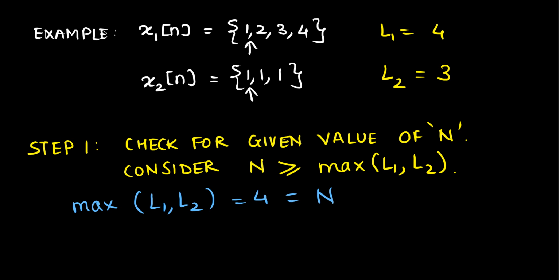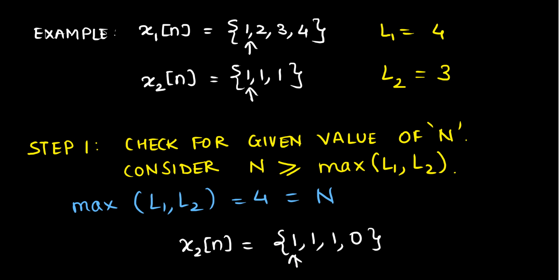Then once we have the value of N, we need to make both the signals equal to the length 4. So we know that this x1 of n is equal to 1, 2, 3, 4 and has a length L1 equal to 4, but this x2 is a length 3 signal, so we just need to append zeros in order to get the length 4 signal. So this x2 of n has to be made length 4, so it is given as 1, 1, 1 and a 0 appended at the end, and this 1 is located at 0, that is n equal to 0.